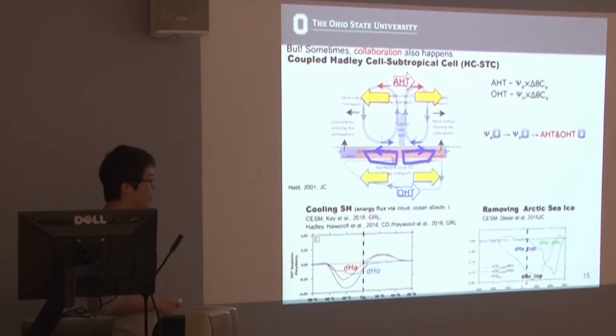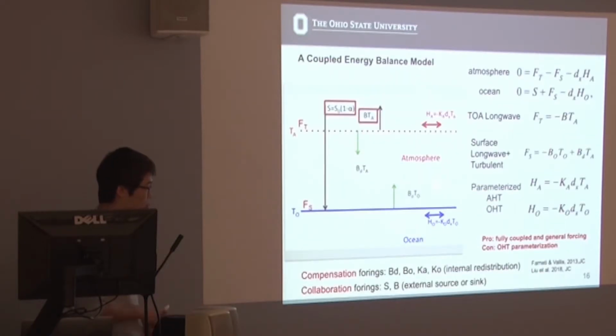Indeed, in GCMs, when people perturb the extratropics, for example by cooling the Southern Hemisphere or removing the Arctic sea ice, they found that the collaborating response is very obvious. So we try to understand why sometimes it is compensation and sometimes it is collaboration.